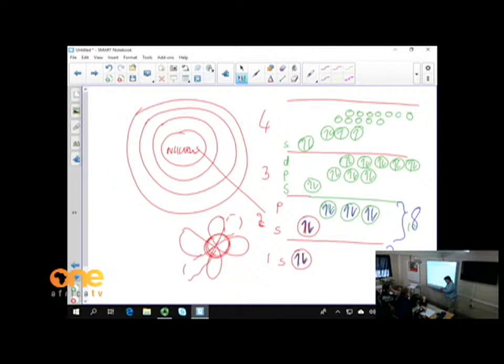Yes, the first one is close to the nucleus. The next one is slightly further from the nucleus. And then the P sublevels around it. The next one is slightly further. Remember, these shells are not solid. It's a space in which the electrons move. All right. That's it.